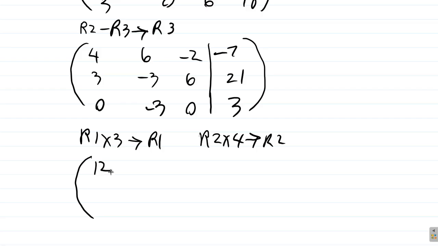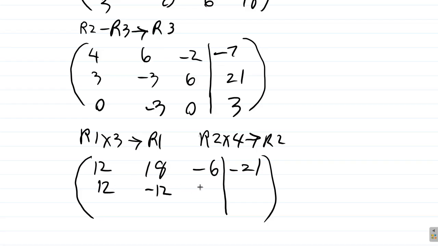3 fours are 12, 3 sixes are 18, 3 times negative 2 is negative 6, 3 sevens are 21. Alright, you see that? After that, we have 4 threes are 12, 4 times negative 3 is negative 12, 4 sixes are 24, 4 times 1 is 4, 4 twos are 8, so 84 we have here. And keep our row 3 as it is. Alright.